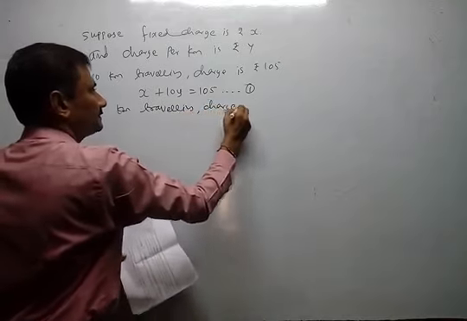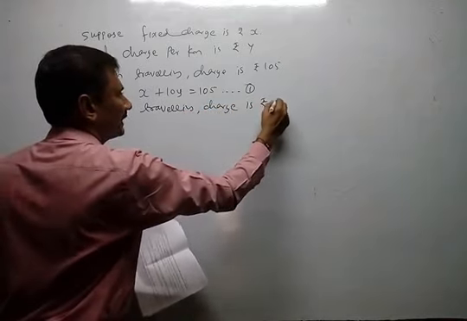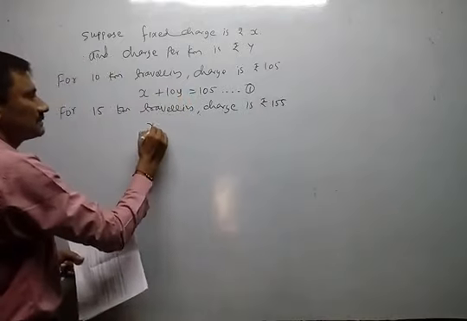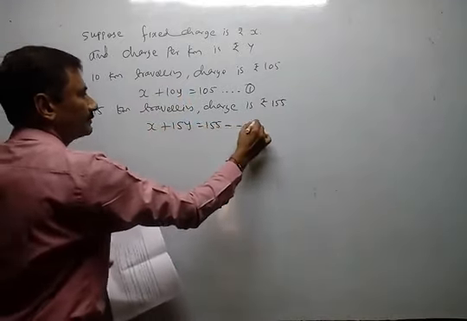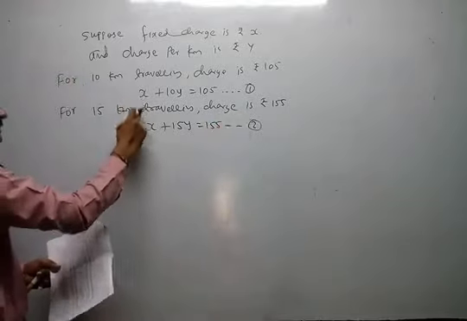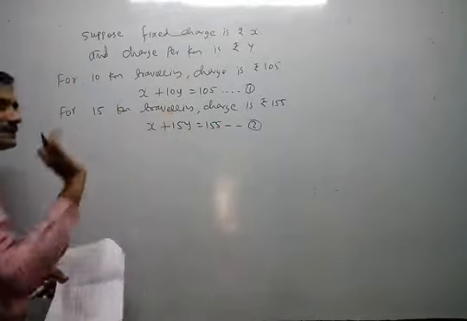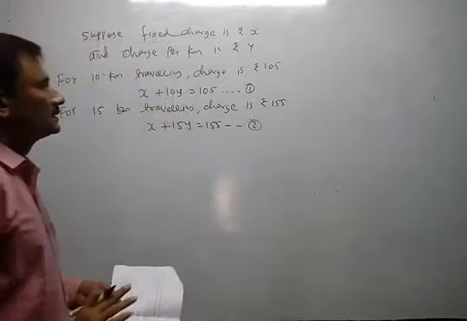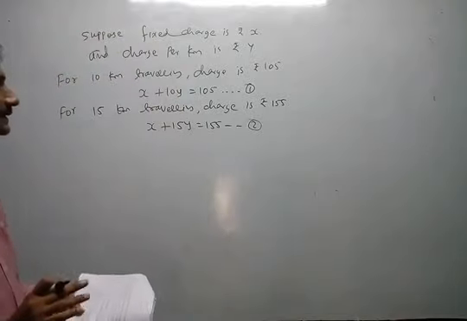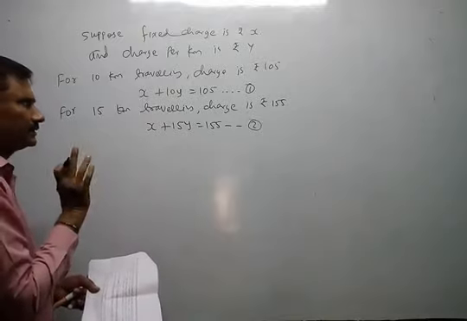Okay, and rupees is 155. So in the same way, x plus 15y equals 155. This is equation number 2. Okay, this part remains constant and this part varies. So it equals this.